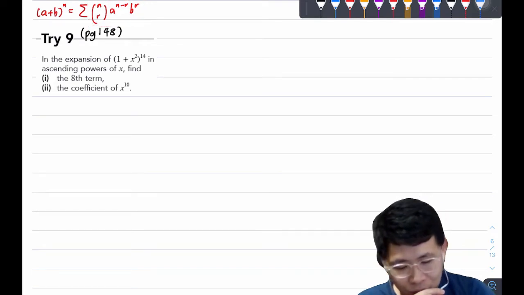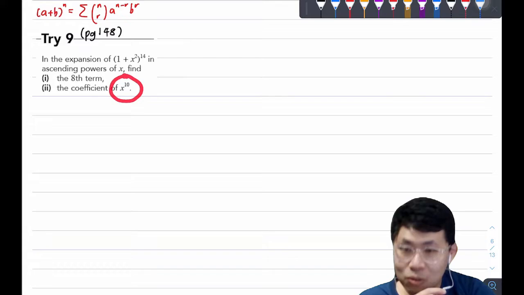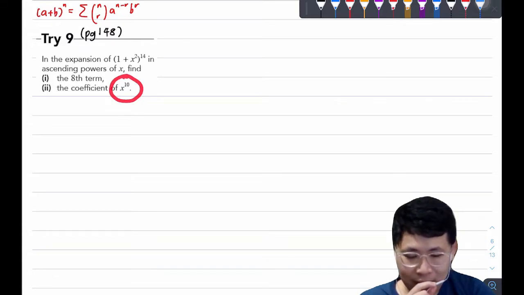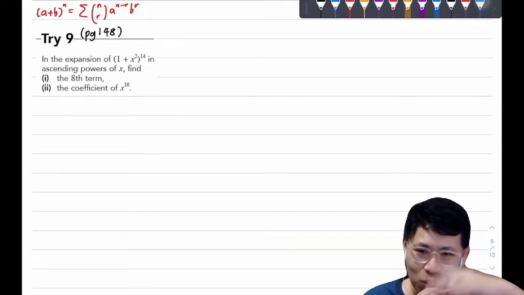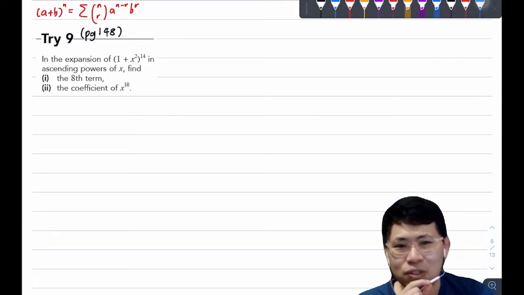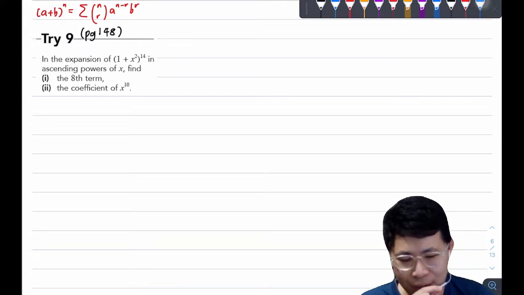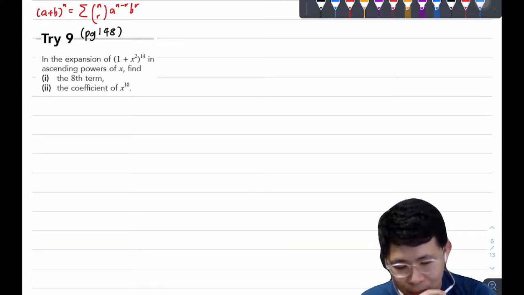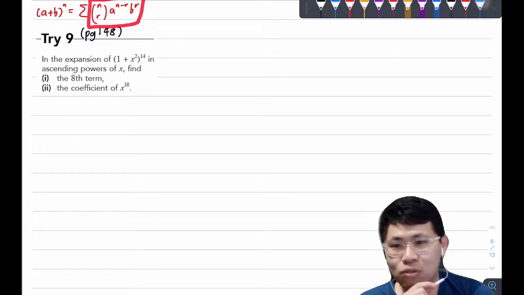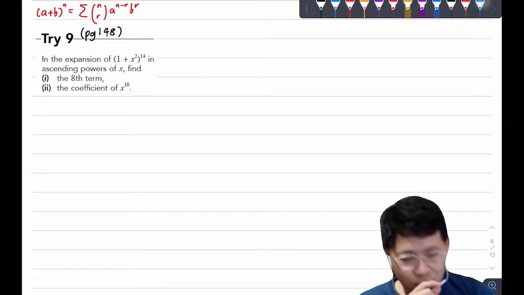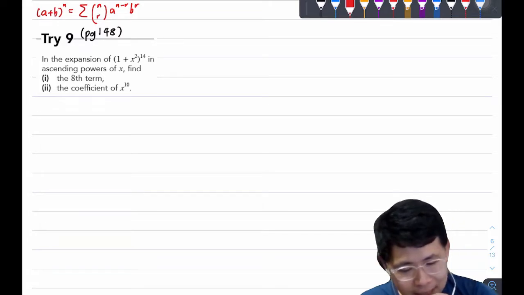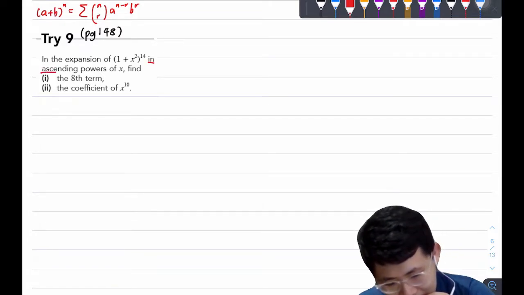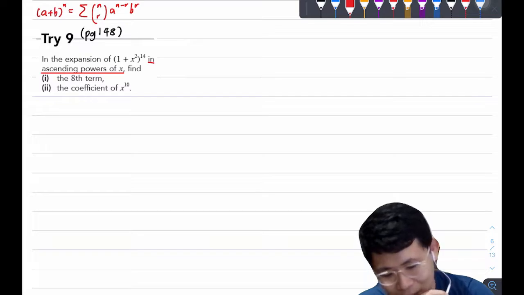And we also need the coefficient of x to the power of 10. We don't need to find the whole expansion to find the coefficient, it's going to be a waste of time. We're going to make use of the powerful binomial theorem to find the general term. So here the weapon is the general term. Now, the next thing to take note of is "in ascending powers of x". So this is the one.